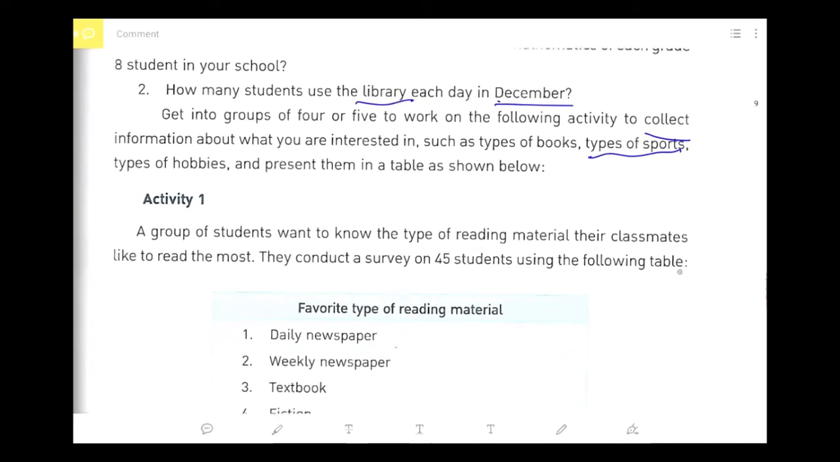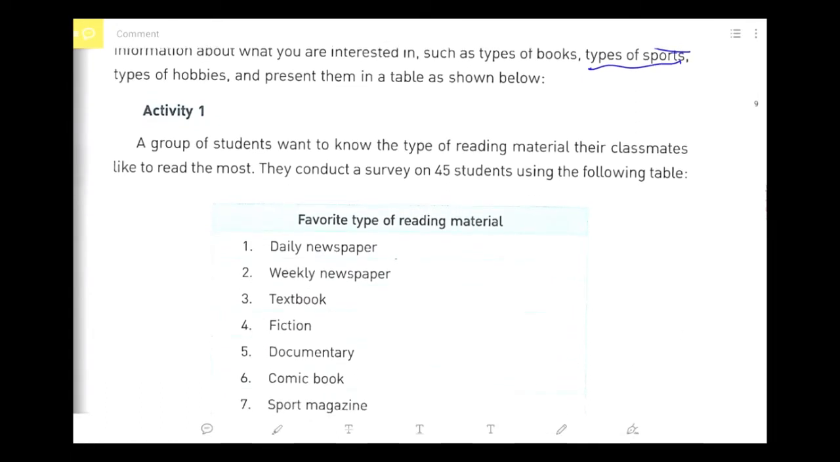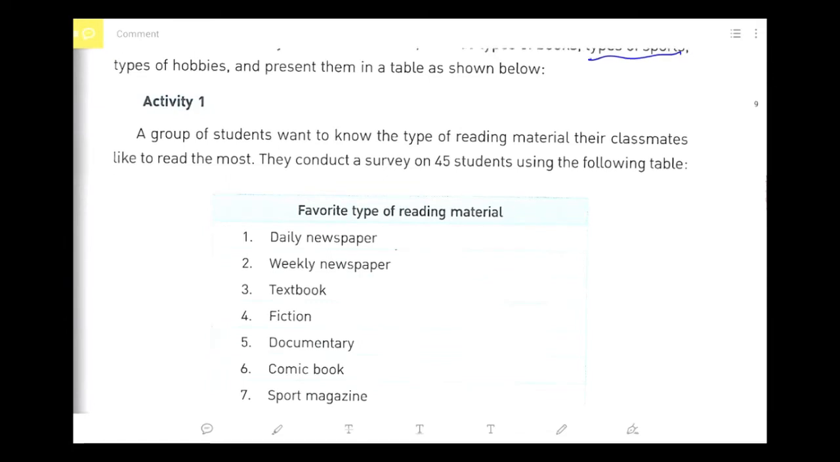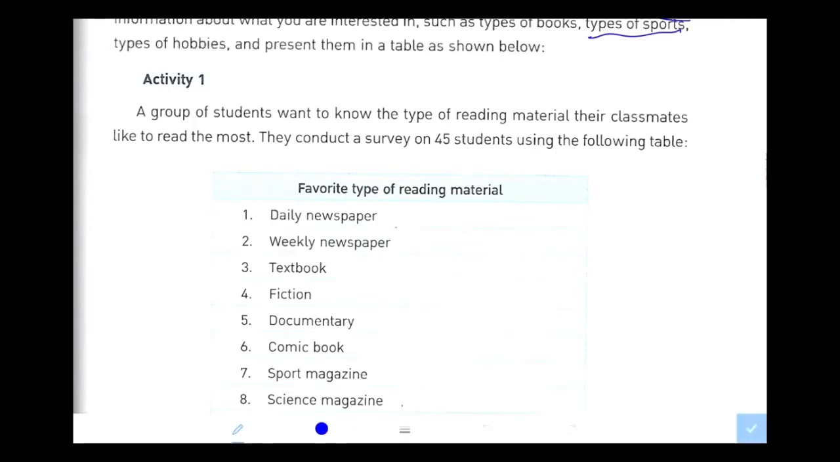But the good thing is, I think you don't have to do it by yourself because somebody just did it for you, and they just did it in the book. So in this activity, a group of students want to know the type of reading material that classmates like to read the most. So they conduct a survey on 45 students using this table. They go to ask 45 students and they use this table.